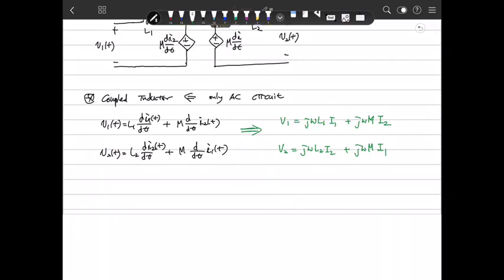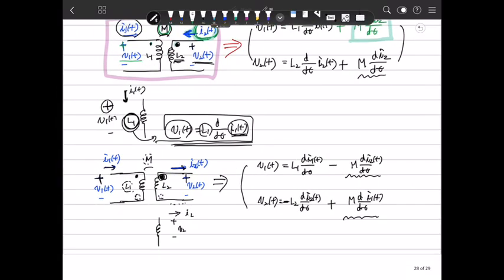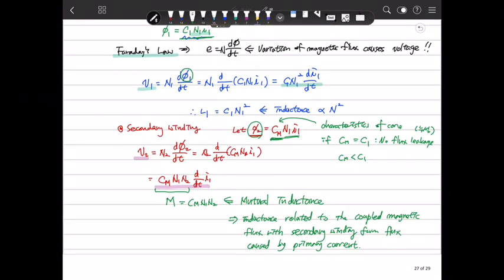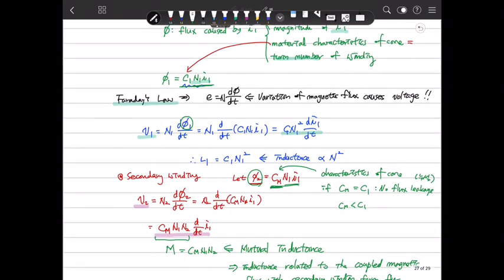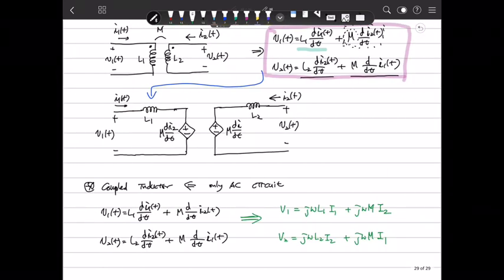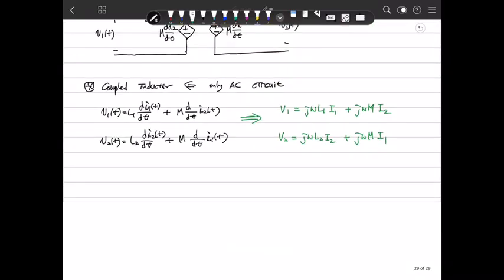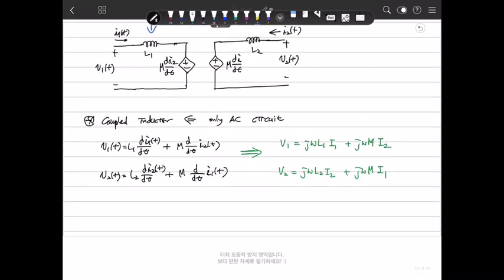And we already discussed the modeling of the inductance here. So we define L1 in this manner: L1 is C1 N1 squared. C1 is a characteristic of the core. And in the same way, we can rewrite here.